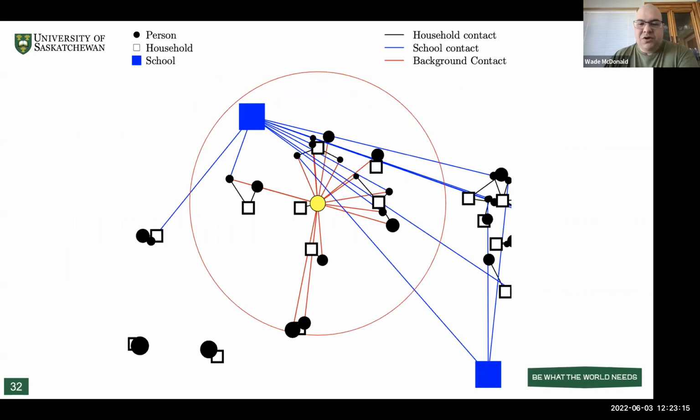This figure represents how the population was networked. If yellow is a person of interest within the model, each person has a household, which are the white squares. They're connected to other people within a certain radius of themselves, which are the black dots. And they're also associated, if they're of school age, with a school and connected with all the other students in the school.